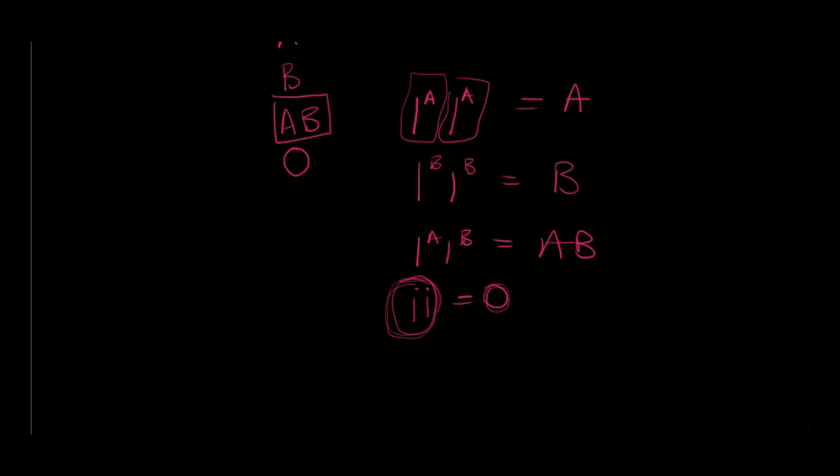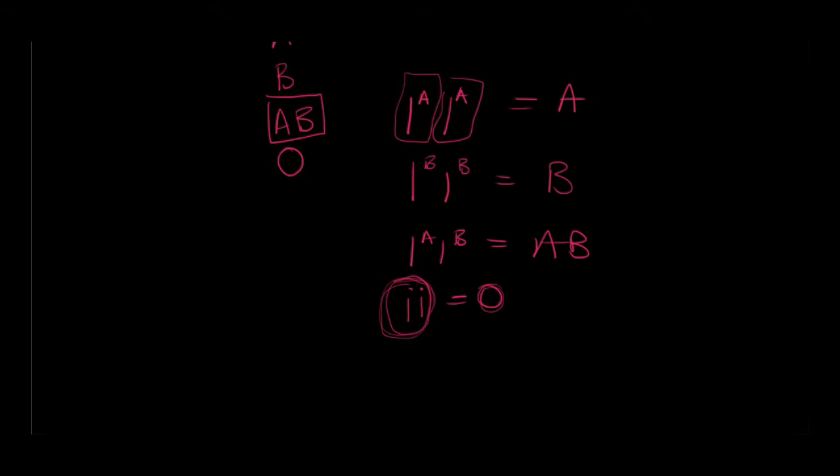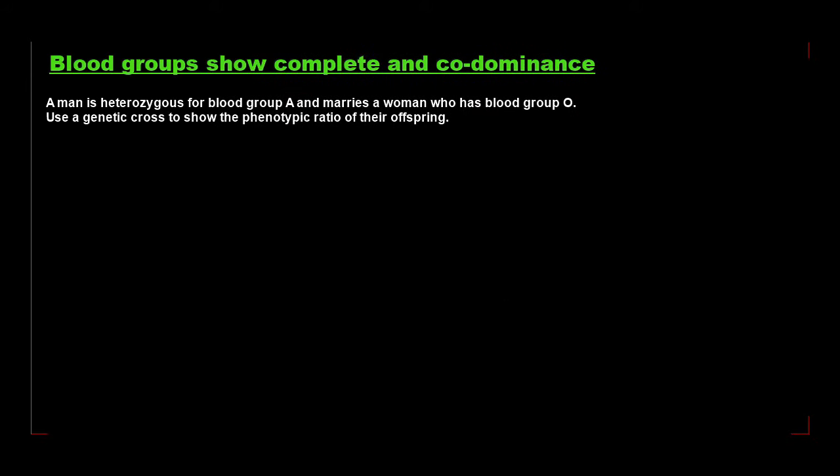Now let's quickly look at a genetic cross. Why does it show complete and codominance? We just discussed that. So if there is blood group A involved with a blood group O, then there will be complete dominance. But if it is blood group A and B together, it is codominance, because both of those will be shown in the phenotype.